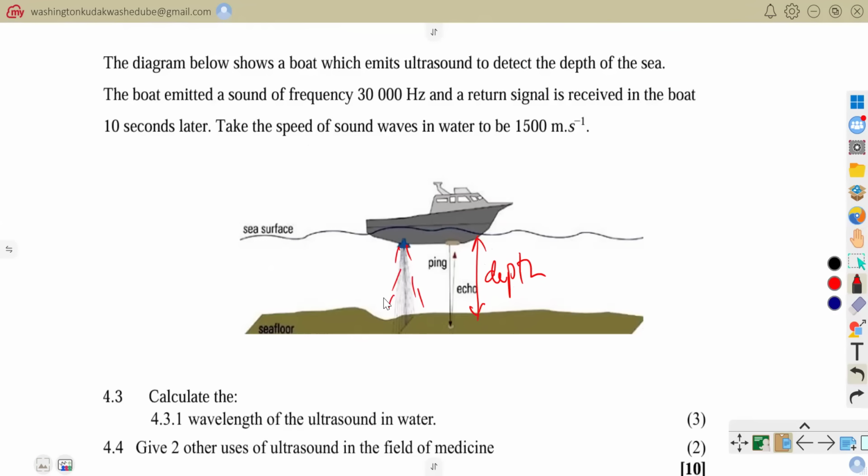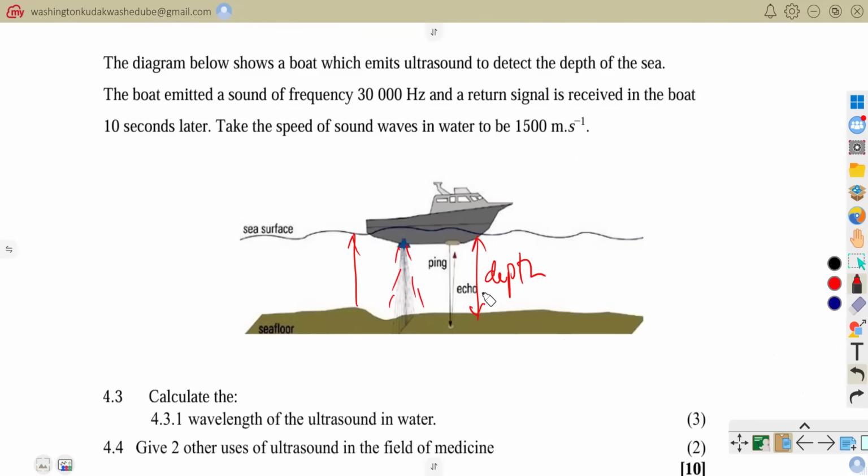Now they're saying the boat emitted a sound of frequency 30,000 hertz and the return signal is received in the boat 10 seconds later. So this is the time it took to send the signal and also to receive it back. Now they're saying take the speed of the sound waves in water to be 1,500 meters per second.